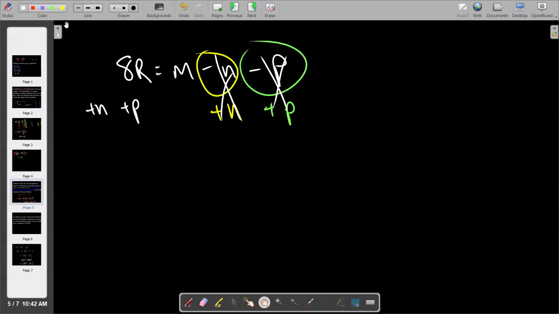We just have to write the answer. M equals what? N plus M plus P. Yep.